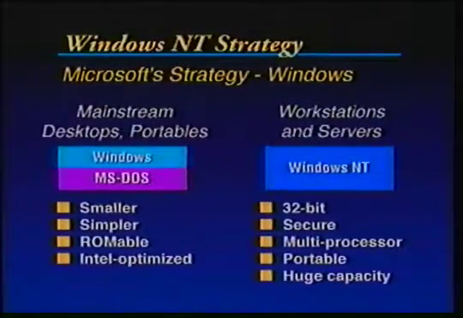NT, on the other hand, is a 32-bit operating system, which makes it quite a bit larger, as we talked about yesterday, especially in terms of the amount of memory and disk space that's required, but it's also a lot more powerful. It's a secure environment. You have to log in. You have to have a username and password. It's a multi-processor operating system, so it's going to scale up very nicely to very high-end multi-processor systems. It's portable, the hardware portability again. And it has a huge capacity, especially with that 32-bit addressing, in terms of the amount of memory and the size of the disk files which it can accommodate. And again, as we said yesterday, it's really the next logical step for the PC world.